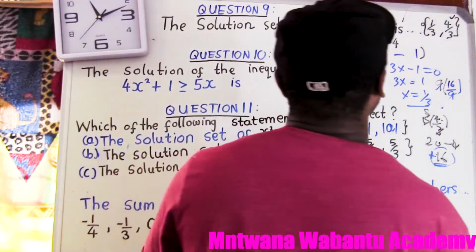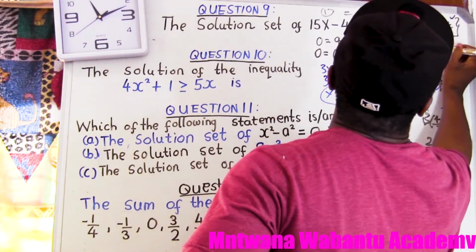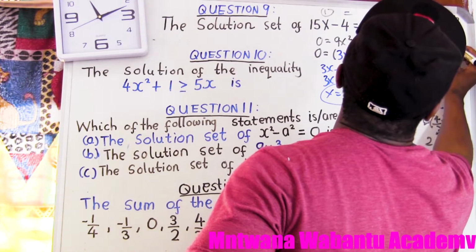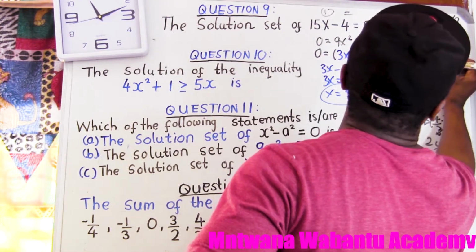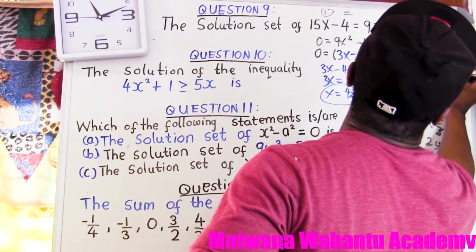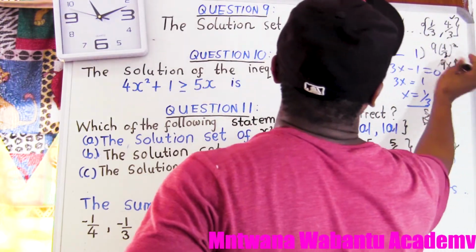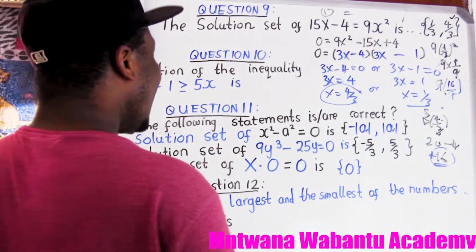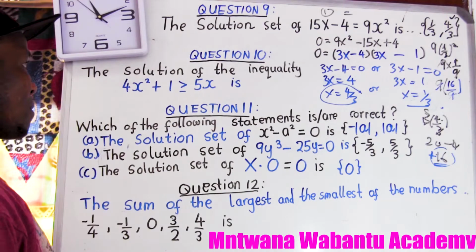I hope you understand what I say here. Because look, it's 9 times 1 over 3 squared. This is going to be 1 over 9. So 9 times 1 over 9, this and this cancel, equal to 1. 1 equals 1. So yes, it is a solution set of the question.